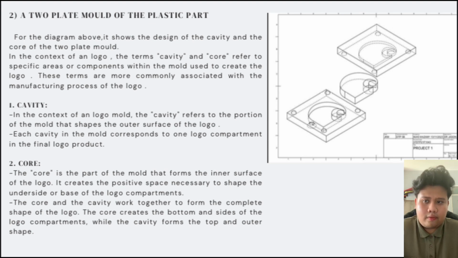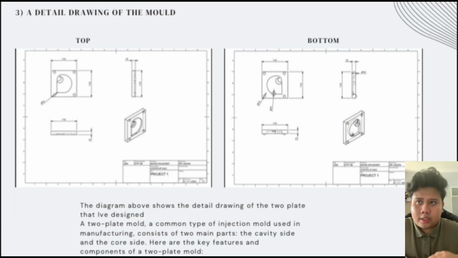The core and the cavity work together to form the complete shape of the logo. The core creates the bottom and side of the logo compartment, while the cavity forms the top and outer shape. Detail drawing of the mold, top and bottom. The diagram above shows the detailed drawing of the two plates that are designed.